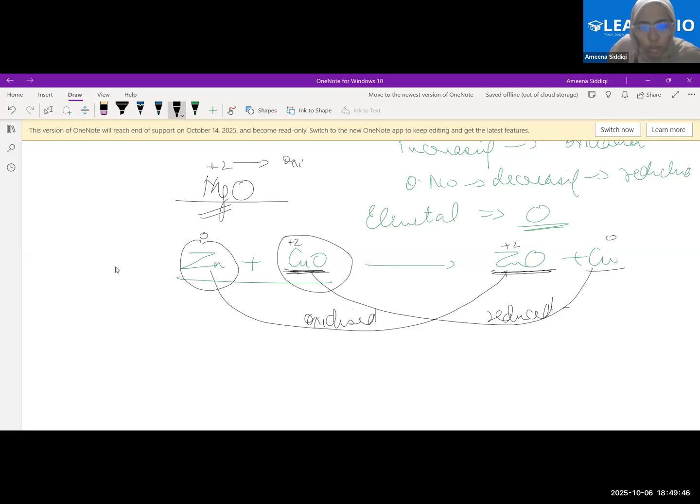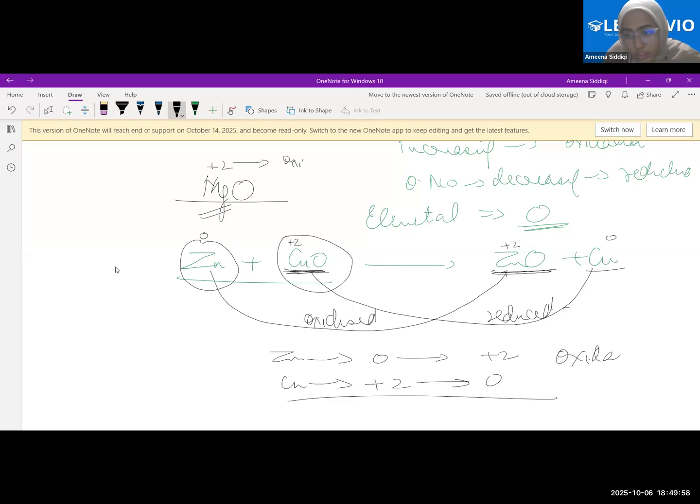Excellent. So now, if I see for zinc, it is going from 0 to +2. For copper, it is going from +2 to 0. So can I say zinc is undergoing oxidation and copper is undergoing reduction? Is the same thing happening here? Yes, it is the same thing happening here. Okay. Any confusion in this?